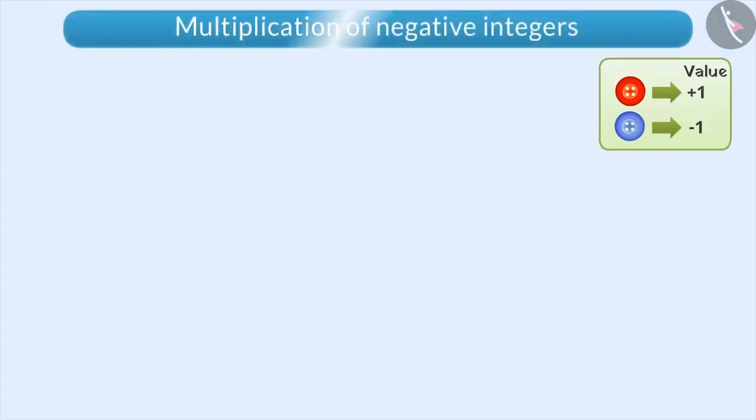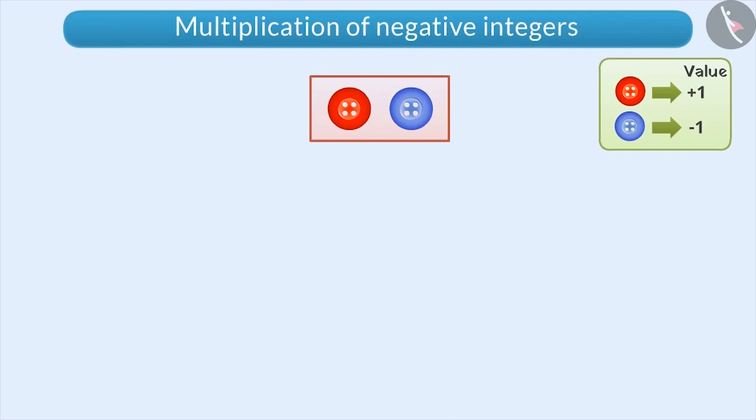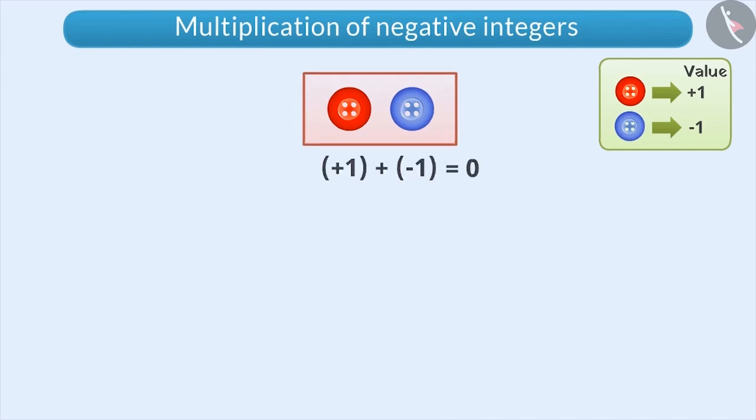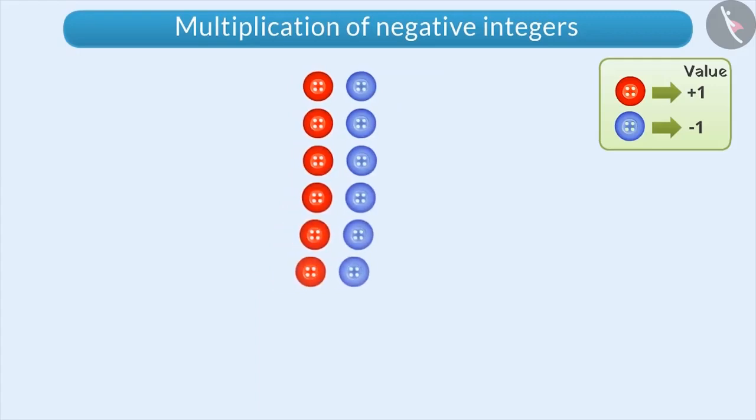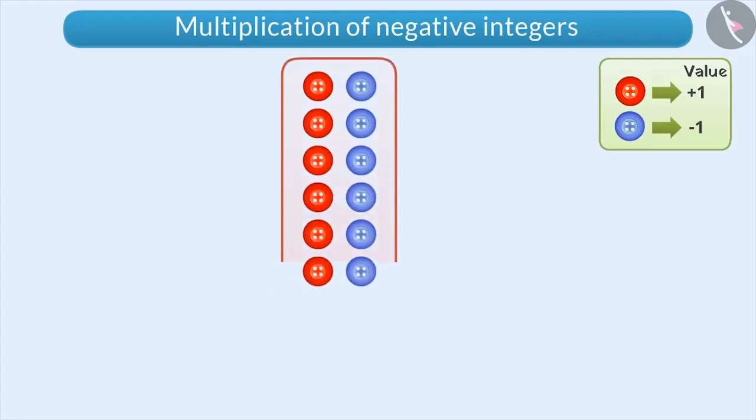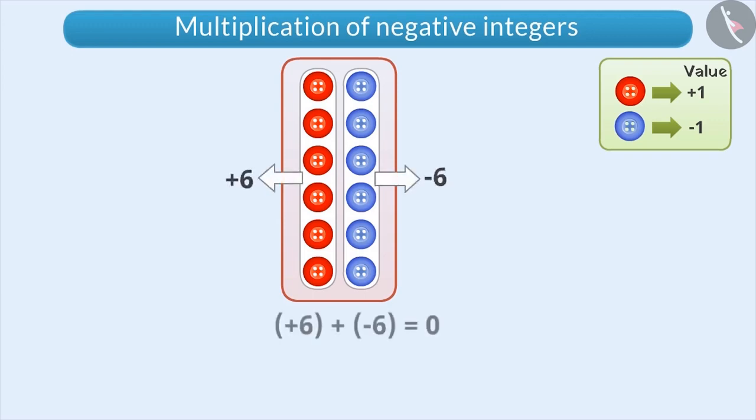Now, let's learn multiplication of 2 negative integers. Suppose we take one red and one blue button. Then what will be their value? Since positive 1 plus negative 1 is equal to 0, the value of one red and one blue button is 0. First, we take 6 red and 6 blue buttons and make 6 groups out of it. Since the red and blue buttons are equal in number, the value of these 6 groups will be 0.